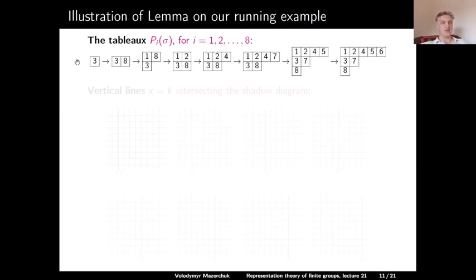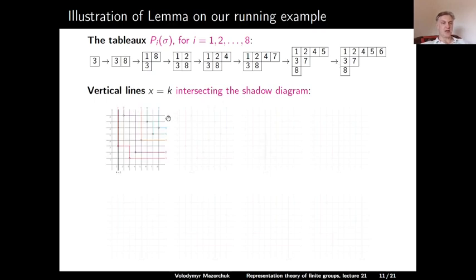So we start from the empty tableau, then we have the tableau 3, then the row 3, 8, then 1, 8, and 3, 1, 2, and 3, 8, 1, 2, 4, and 3, 8, 1, 2, 4, 7, and 3, 8, then 1, 2, 4, 5, and 3, 7, and 8, and finally 1, 2, 4, 5, 6, 3, 7, and 8. So let us now look at our shadow diagram for our sigma and look at the intersections of the shadow diagram with the lines x equals k.